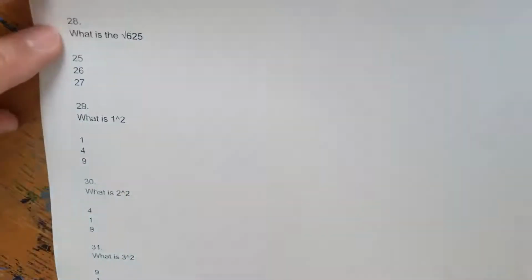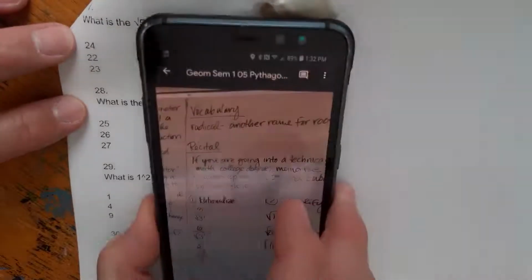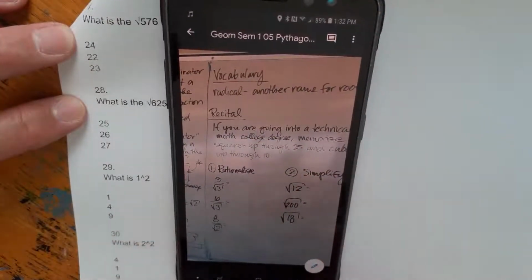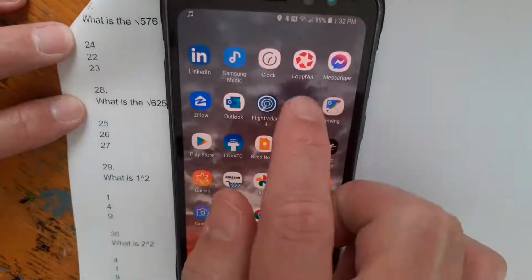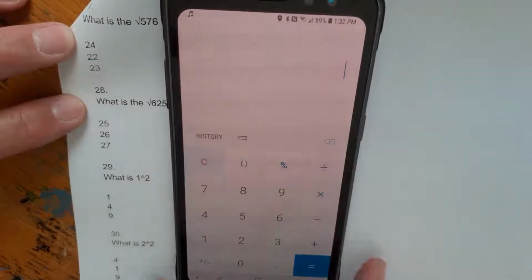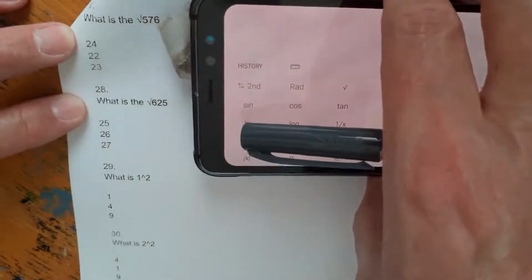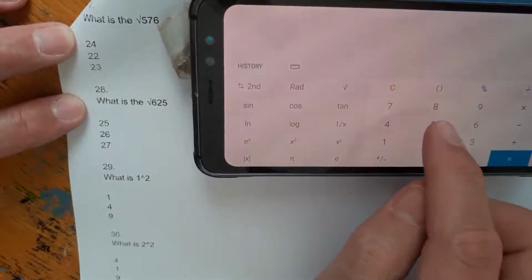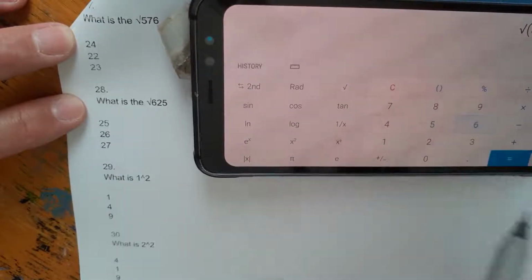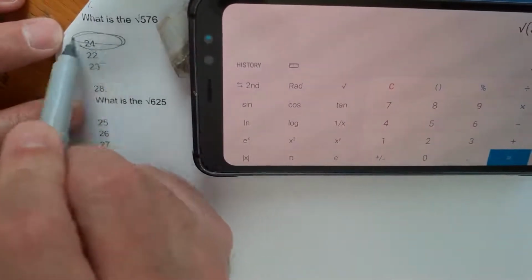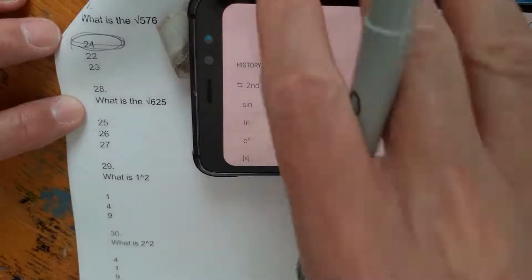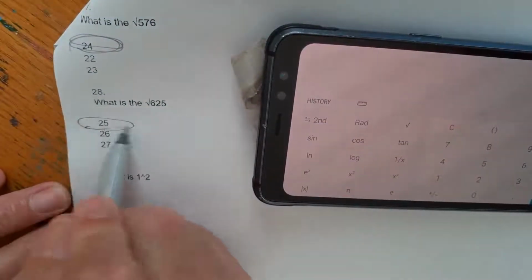I know that one less, but you can always use your calculator at some point with this, right? Just go ahead and type it in and say, what's the square root of 576? Maybe I can model that for you. Remember, you're going to have to turn your calculator sideways to get the expanded calculator. So if you take the square root of 576, 24. Here we go. Square root of 625 is 25.